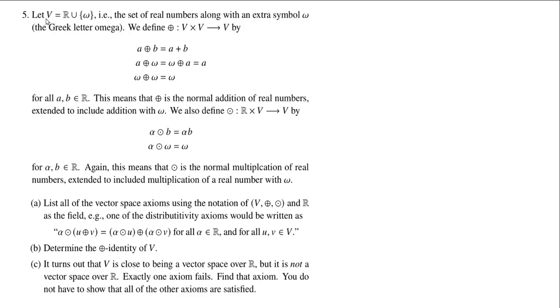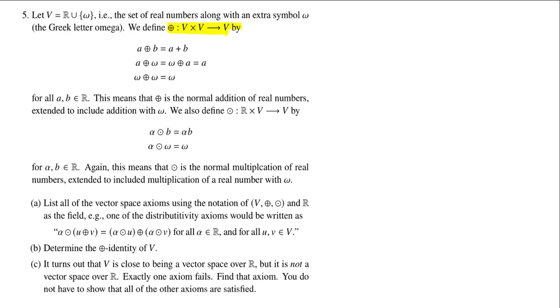We start with a set V, which is going to be the real numbers along with some extra value. We're using here the Greek letter omega. So this is just something extra. It's not a real number, it's just something we're adding to the set. And we want to define two operations, a binary operation as well as a scalar operation. So the binary operation, which you're giving here, we're going to call this ⊕, because that's the LaTeX command for it, oplus.